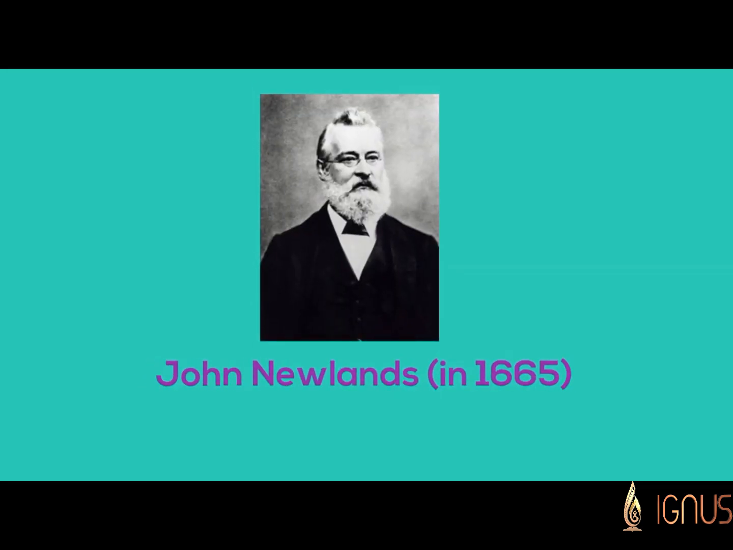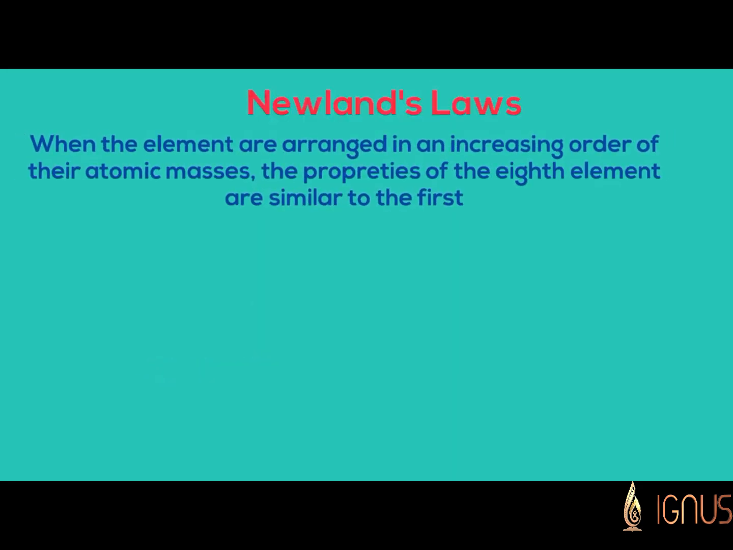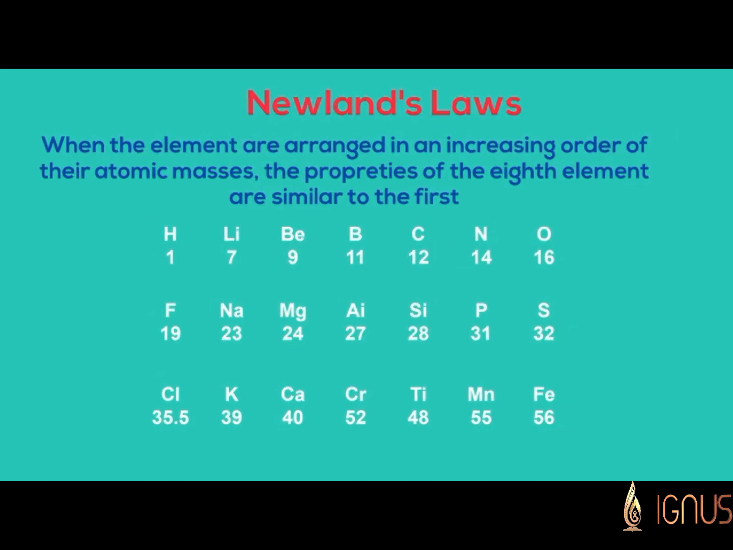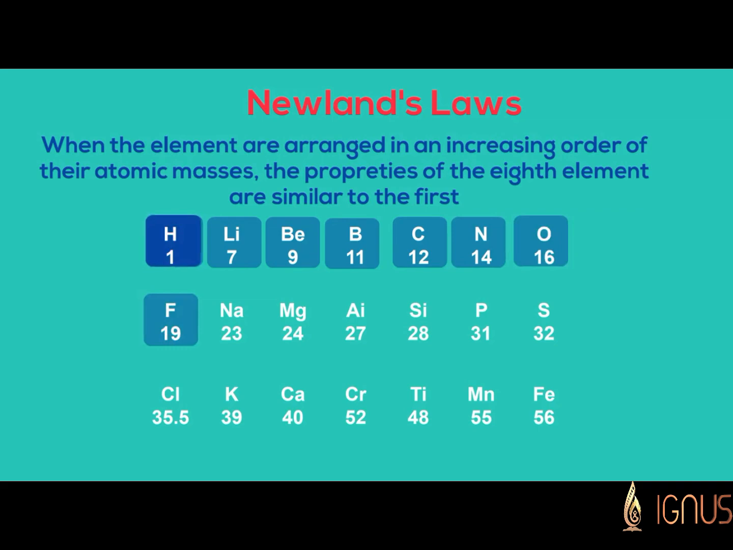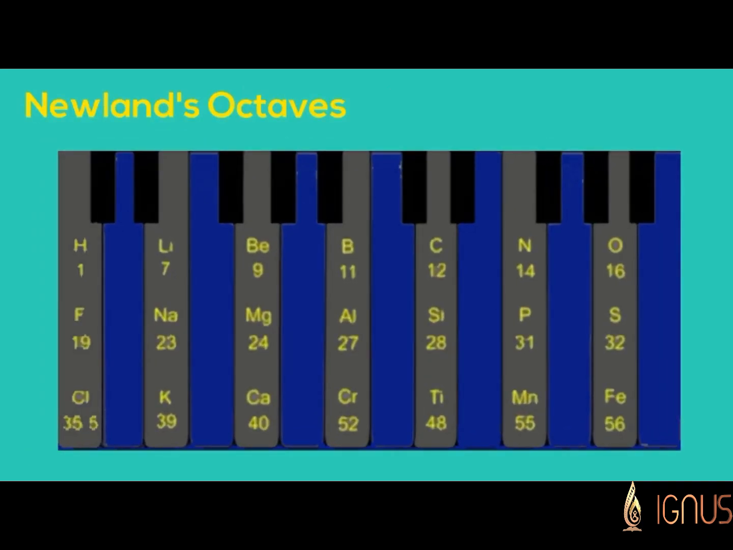John Newlands, an English scientist, arranged elements from hydrogen to thorium, that is the 56 elements known at that point in time, in the order of increasing atomic masses. He found that the eighth element had properties similar to those of the first. Like sodium has properties similar to potassium, magnesium has properties similar to calcium. He compared this trend to the octaves found in music. Sa ri ga ma pa da ni.